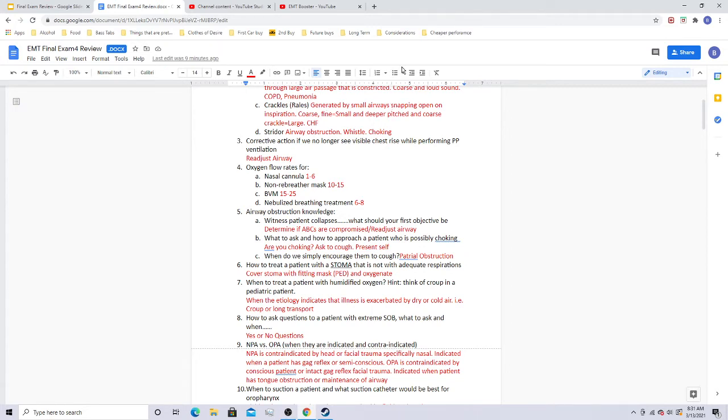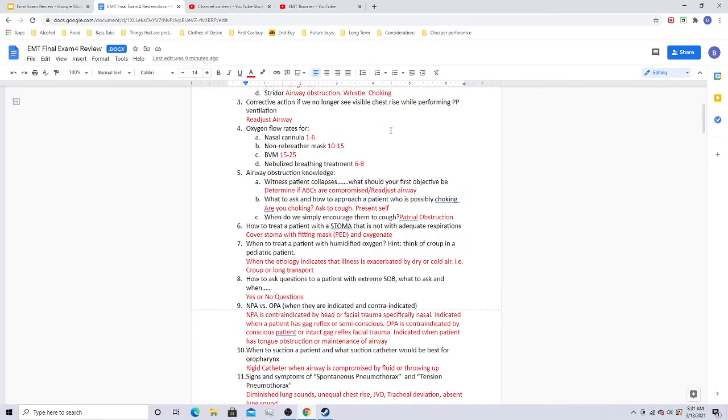How to treat a patient with a stoma that is not receiving adequate respirations. You cover the stoma with a fitting mask, which can be pediatric, and oxygenate. The big thing with that is a lot of stomas will have an adapter for your BVM, so you might not necessarily need a pediatric mask, but if the patient does not have a guard to their stoma, then you're going to generally have to have a pediatric mask.